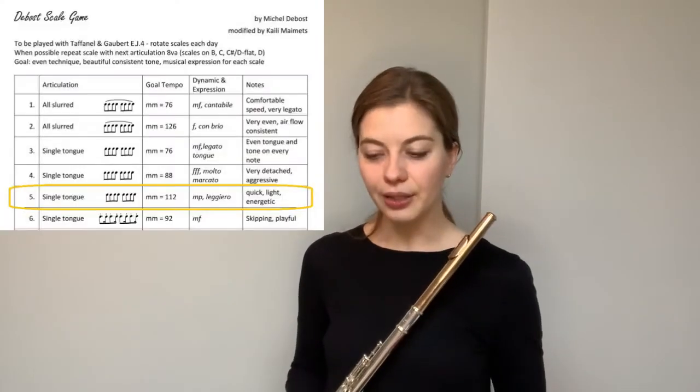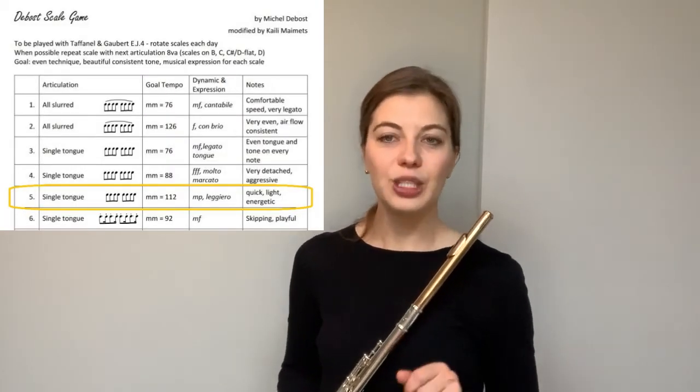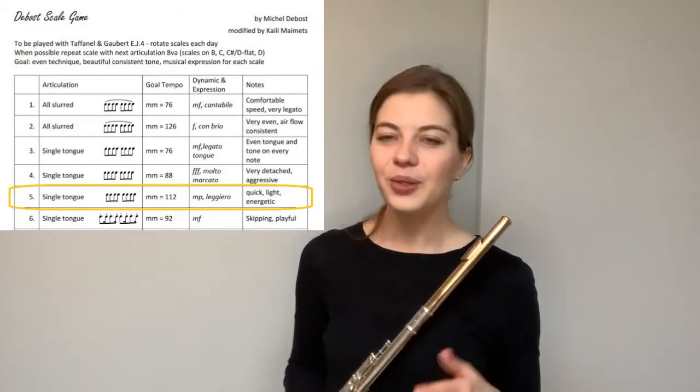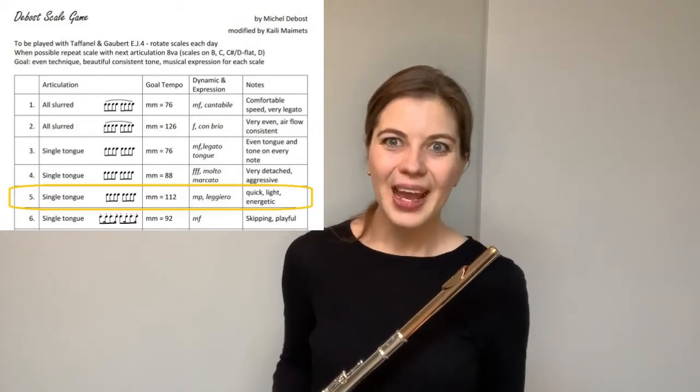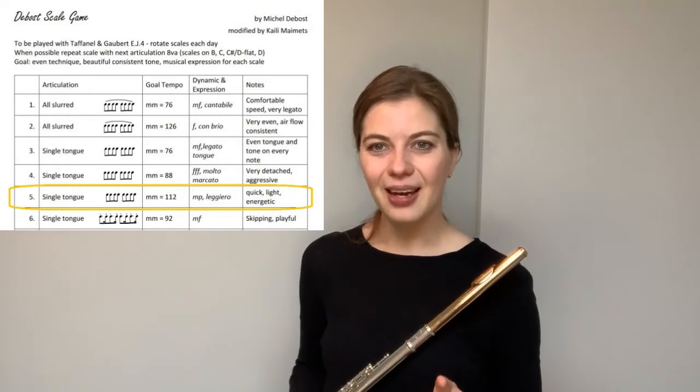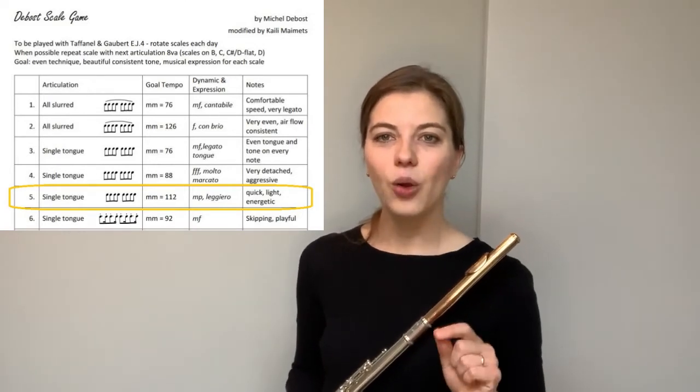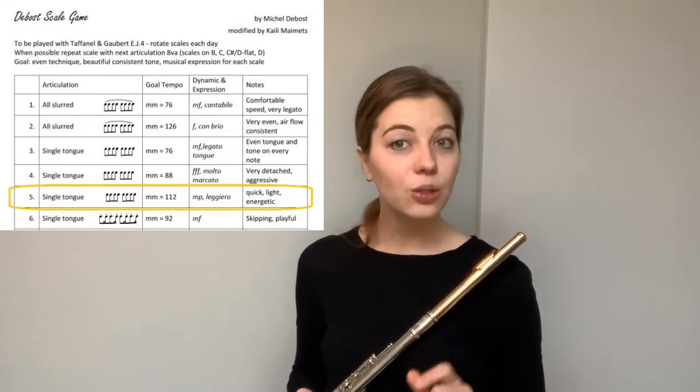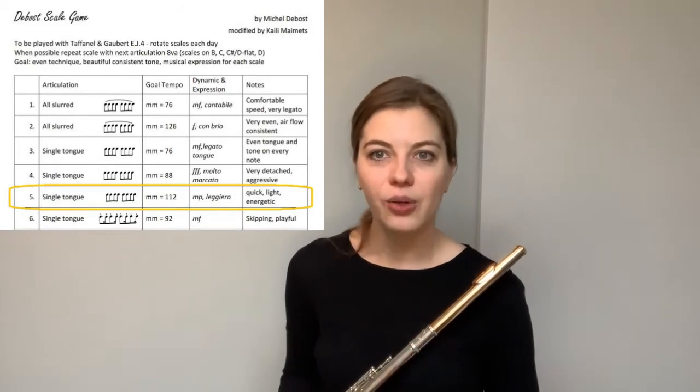All right, so now we go to D minor and the 5th articulation, which is also single-tongued. Who knew there were so many ways to tongue, eh? But anyhow, it's also single-tongued, but this time it is quick and mezzo piano and leggero, so light.